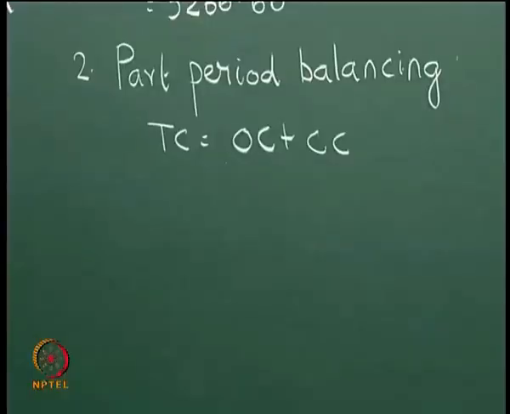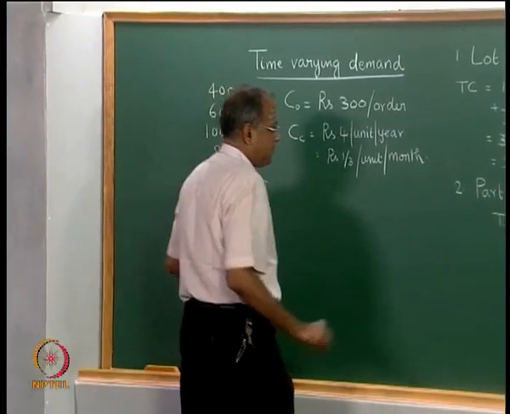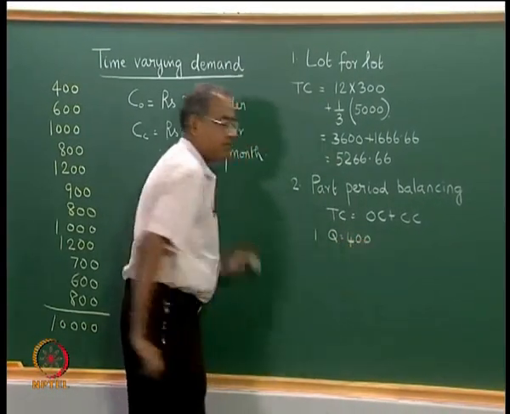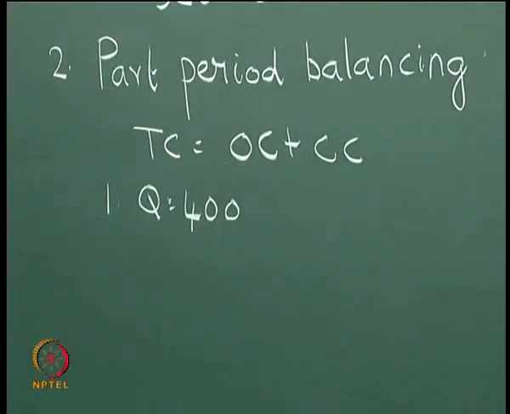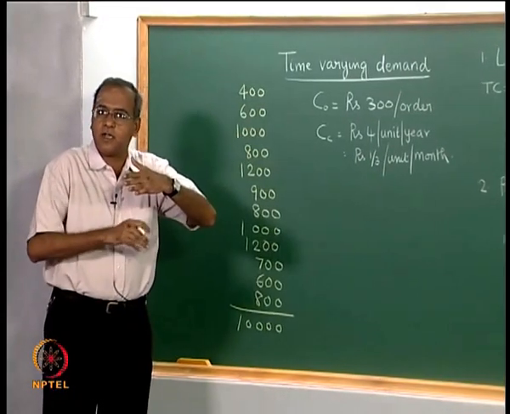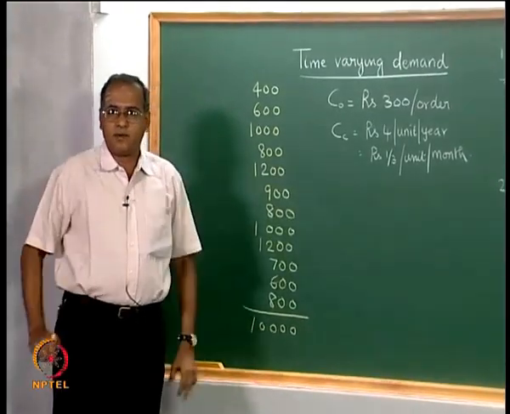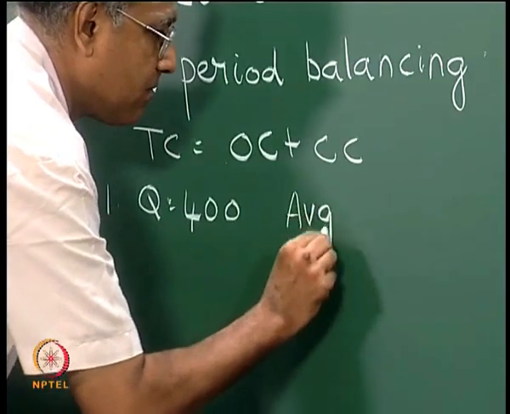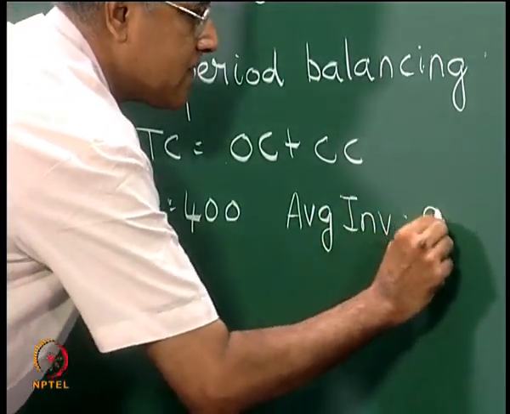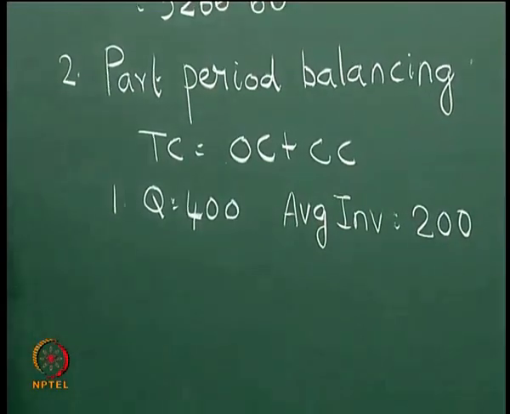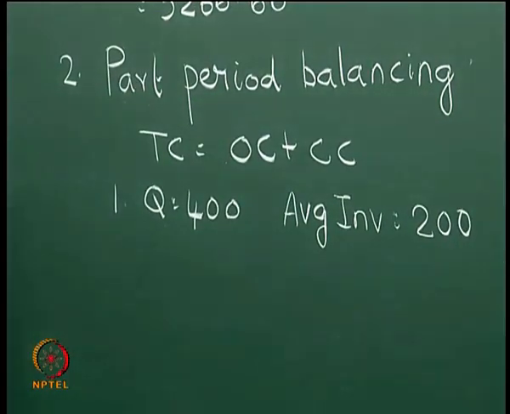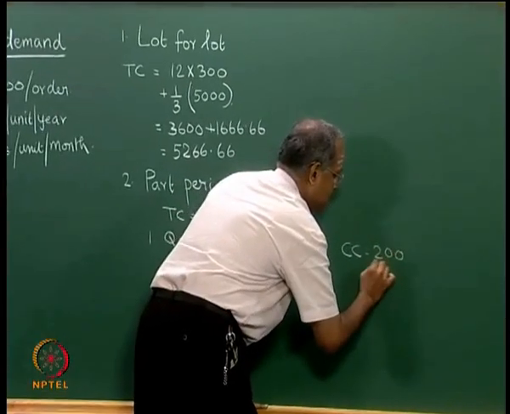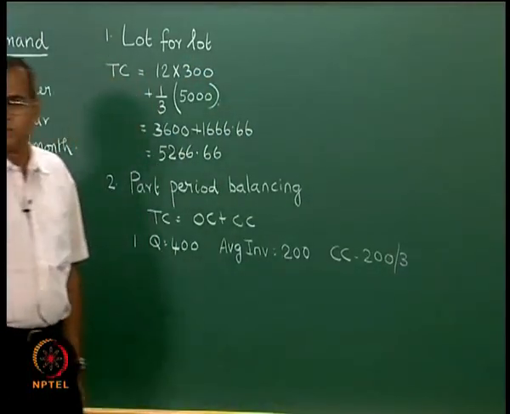So the first thing we do is we look at this period and say order quantity Q is equal to 400. When order quantity Q is equal to 400, which means we are ordering only the first month's demand, then the average inventory that we have is equal to 200, and the carrying cost is 200 divided by 3.